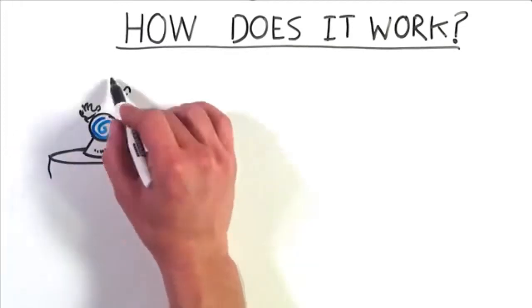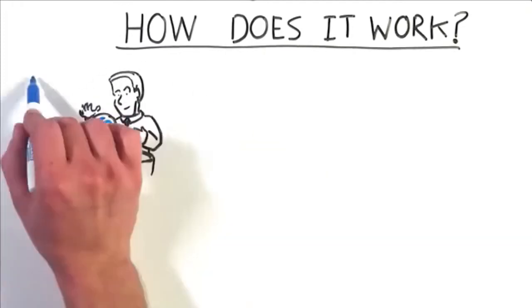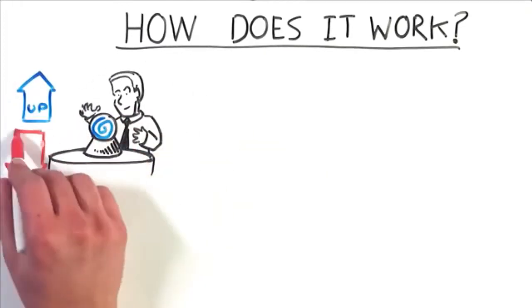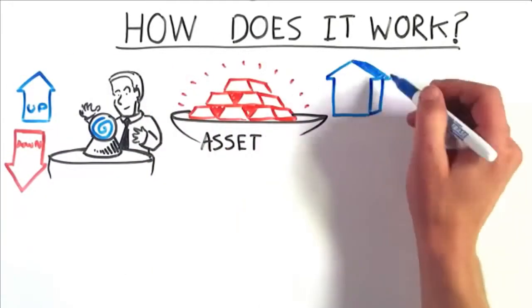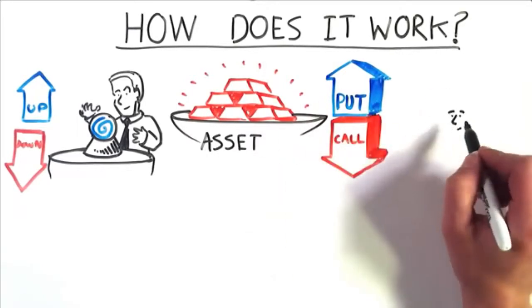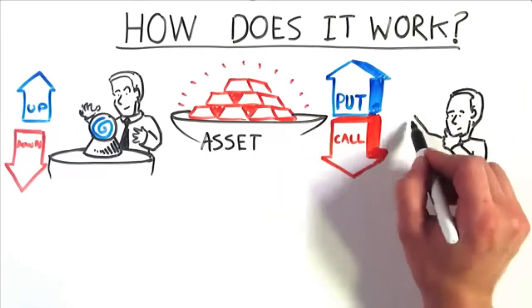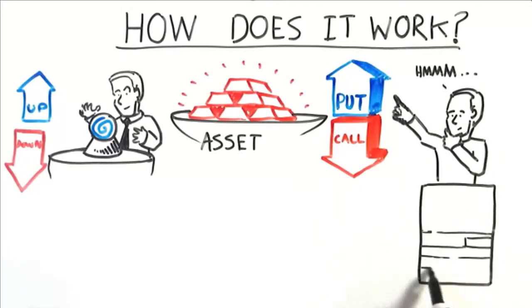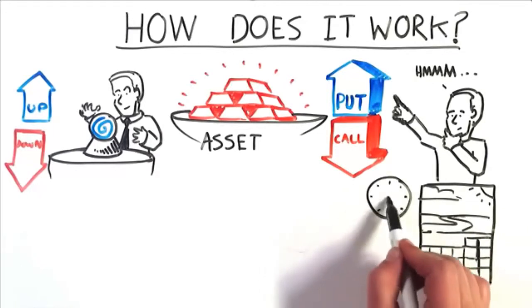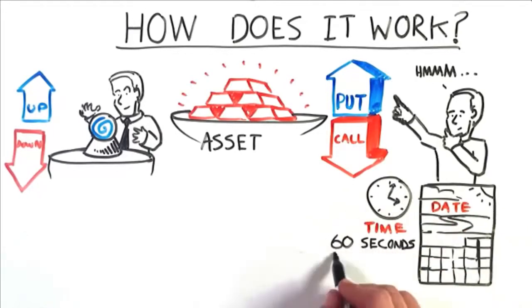Trading binary options is simply about predicting whether the price of an asset will go up or down over a set period. All you need to do is select an asset and decide whether to place a put or a call. A put is when you think it will go up. A call is when you think it will go down. Then set the date and time of expiry, so when you want the trade to end. With binary options, this can be as short as 60 seconds or as long as a month.